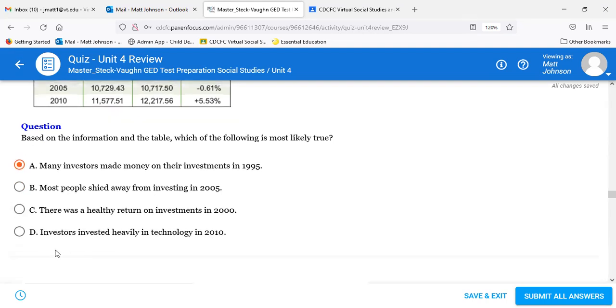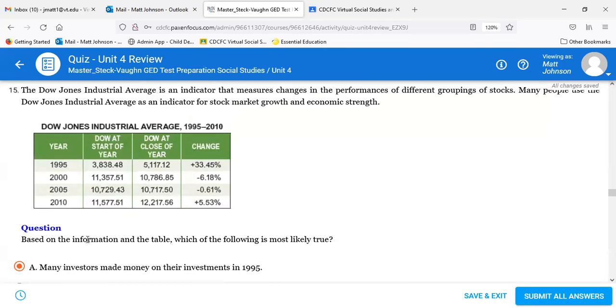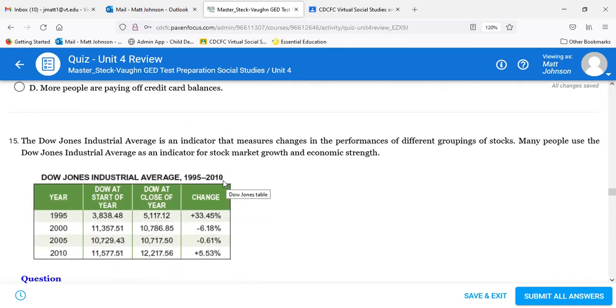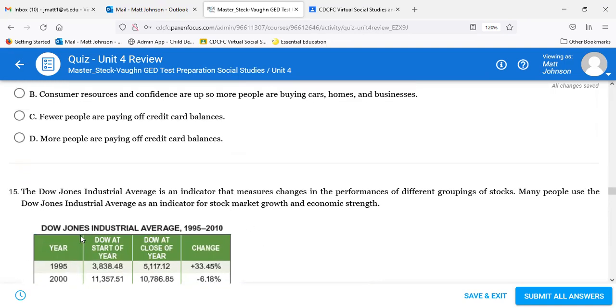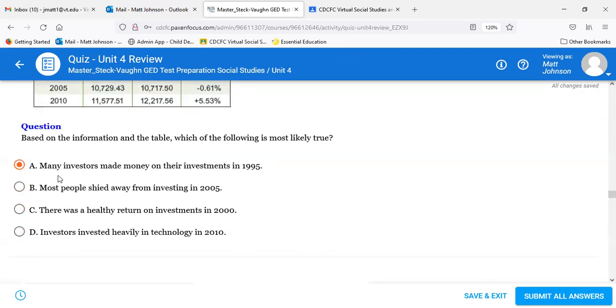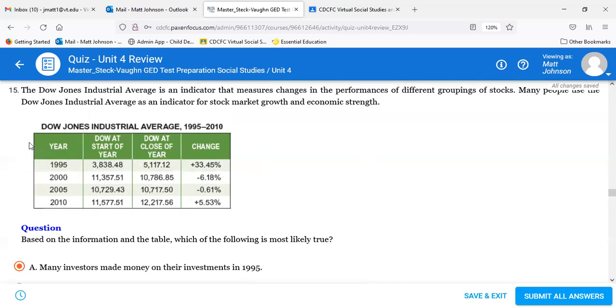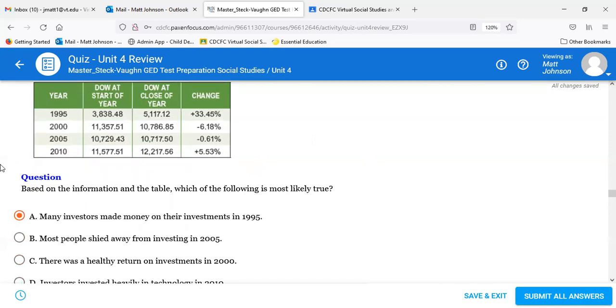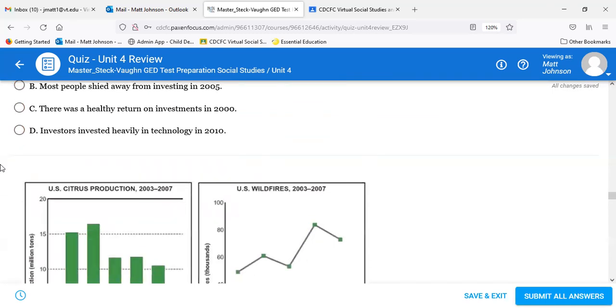And then D, investors invested heavily in technology in 2010. We don't know what they were investing in, right? We don't have that information here. We just have the overall indicator of that market growth and strength. So that leaves A. We can infer, based on that year 1995 and that huge amount of growth, 33% is crazy, that was a good year. So 15 is A.